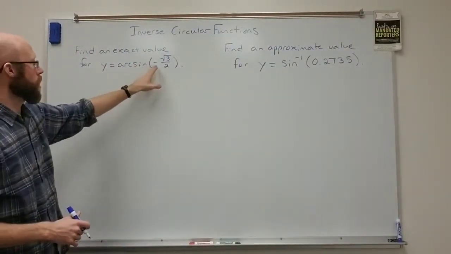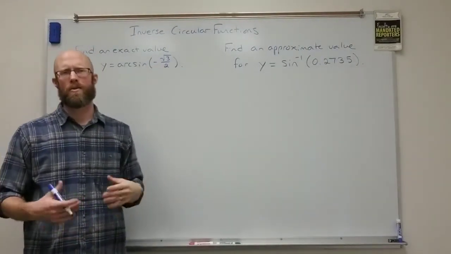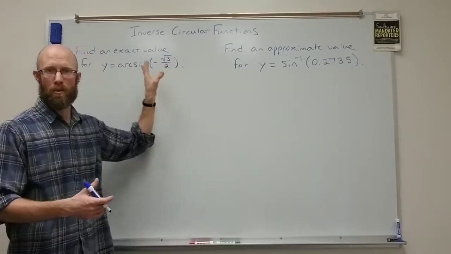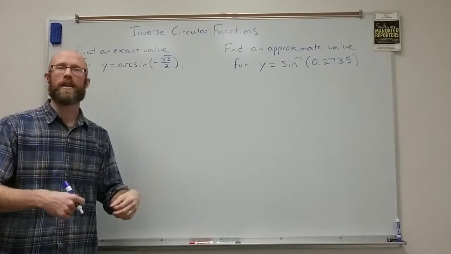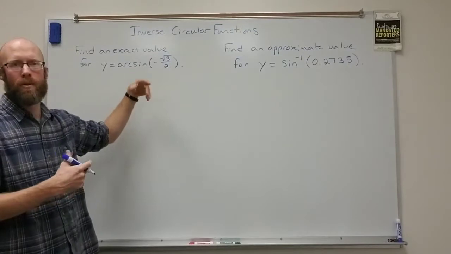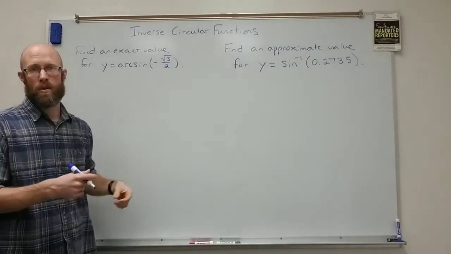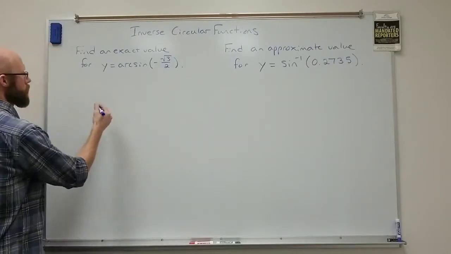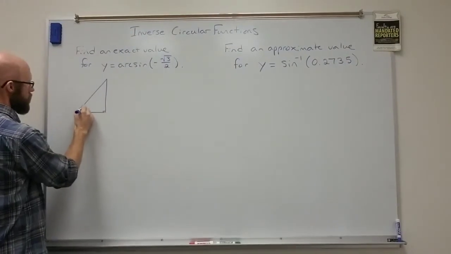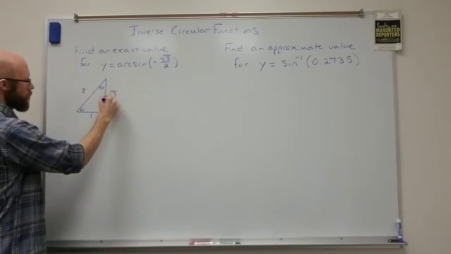And so we're looking for the arc sine of negative root 3 over 2. Well, with an exact value, it's almost always going to be one of our special triangles. So when you see the word exact value, think 45, 45, 90 or 30, 60, 90 triangle. And in this case, with a root 3 and a 2, it's going to be the 30, 60, 90. So just think about that for a moment. A 30, 60, 90 triangle, and the sides are 1, 2, and root 3.